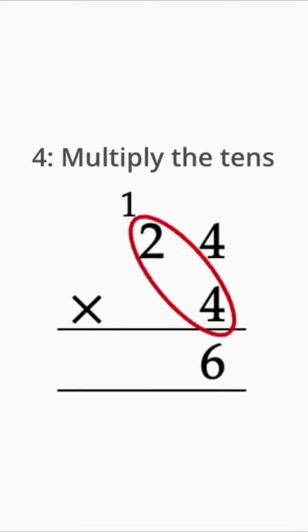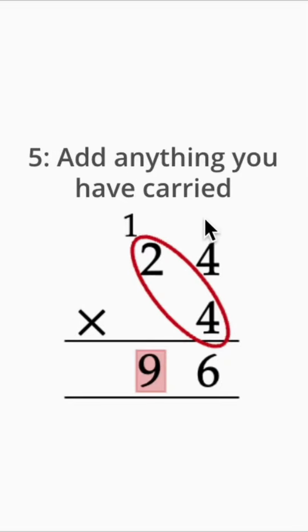The fourth step is to multiply the ones value in the bottom row with the tens value from the top. So 4 times 2 is 8. Fifth, you add the number carried over from the previous sum. So 4 times 2 is 8, plus 1 gives you 9. You then write it in the answer line below.